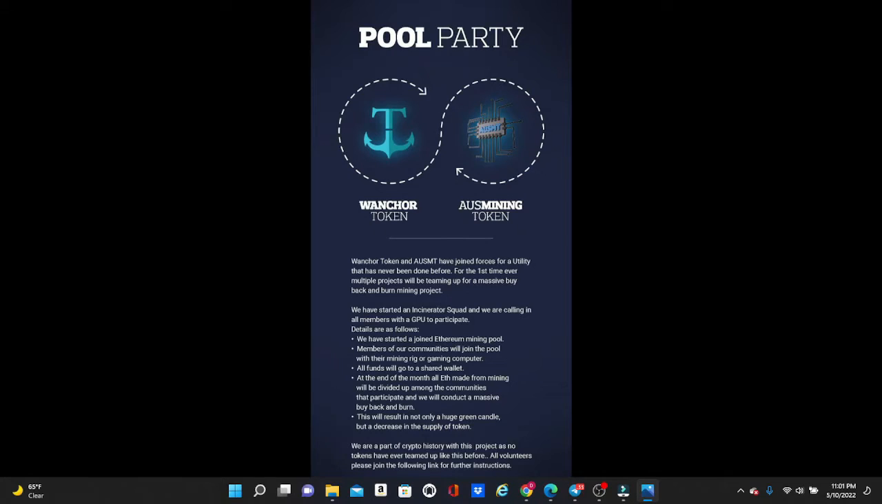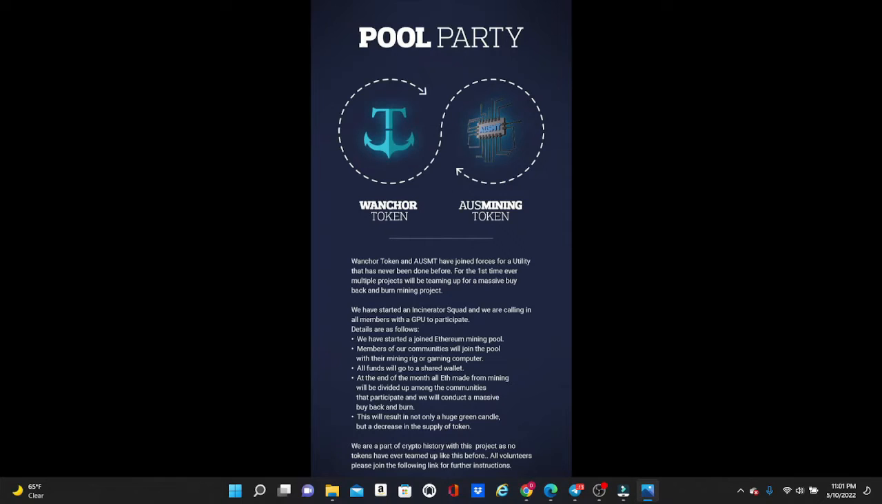So members of the respective communities are going to join the pool with their mining rig or gaming computer, and they're going to mine Ethereum. Now, all Ethereum that is mined will go to a shared wallet. Now, at the end of the month, all the Ethereum that is mined will be divided up between the communities that participate in this, and they will conduct a massive buyback and burn.